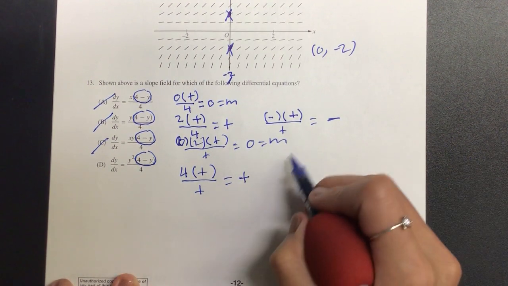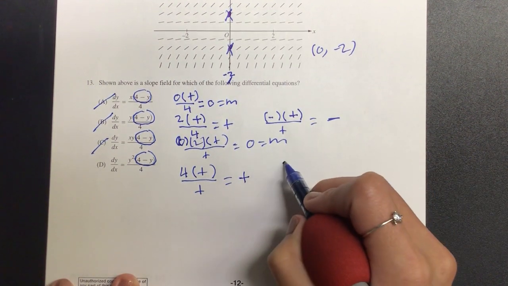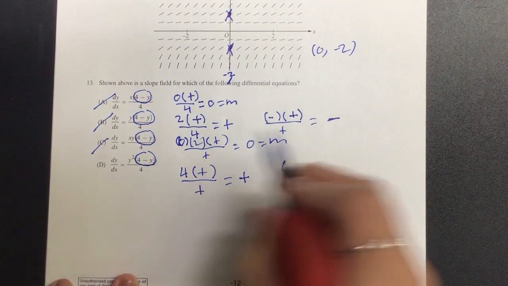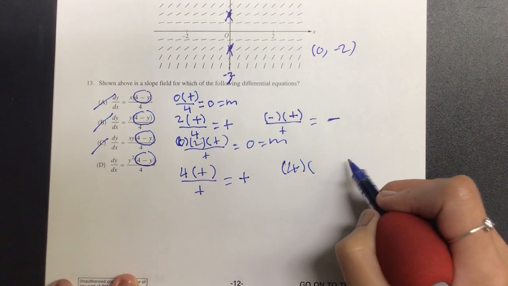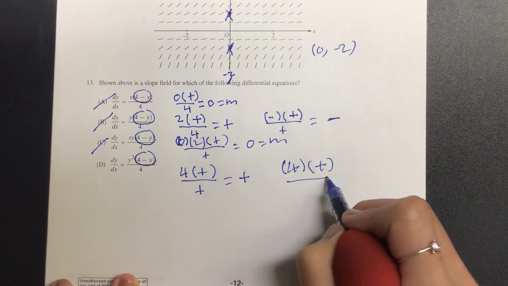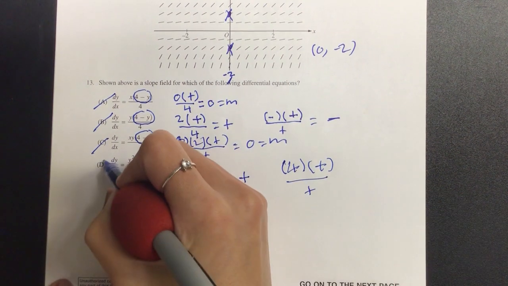Let's just double check D, even though we know it's going to be positive. So we know that's going to be y squared is 4. 4 minus that is still positive over a positive. So we know this one is going to be the best answer.